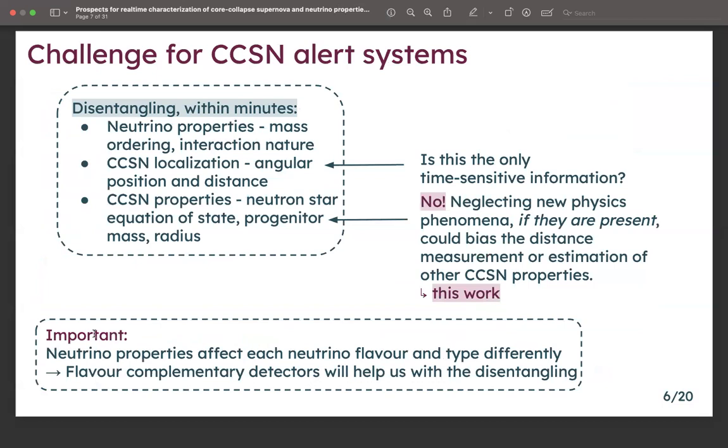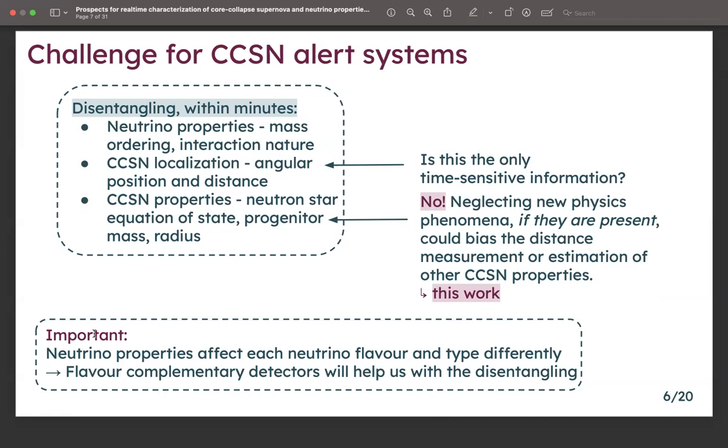So this is, of course, a challenge for CCSN analysts like SNEWS. What we all want to see being done is disentangling many things. So neutrino properties like the interaction nature, I just discussed at the previous slide, but also the mass ordering. And well, disentangle this from CCSN localization, which includes angular position and distance, and the properties of the supernova, like its mass, and so on.